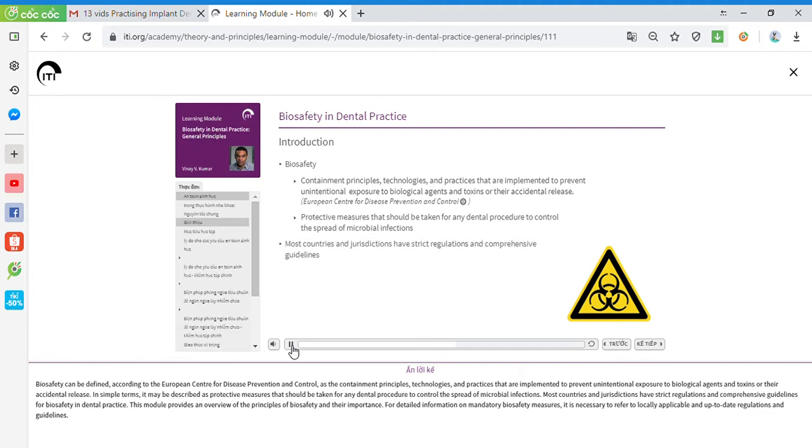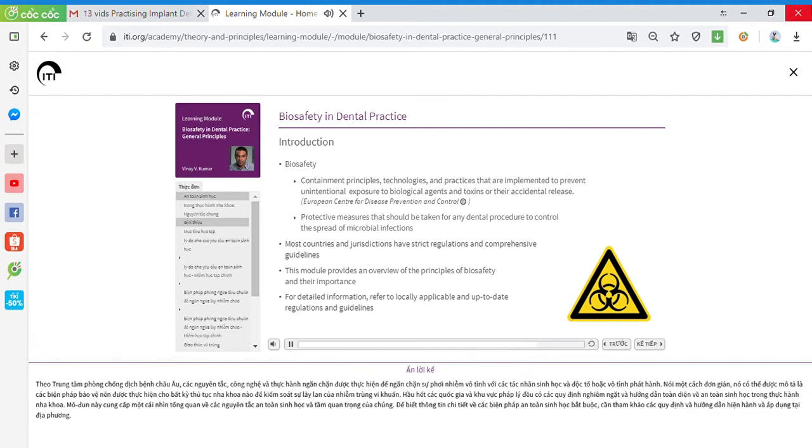Most countries and jurisdictions have strict regulations and comprehensive guidelines for biosafety in dental practice. This module provides an overview of the principles of biosafety and their importance. For detailed information on mandatory biosafety measures, it's necessary to refer to locally applicable and up-to-date regulations and guidelines.